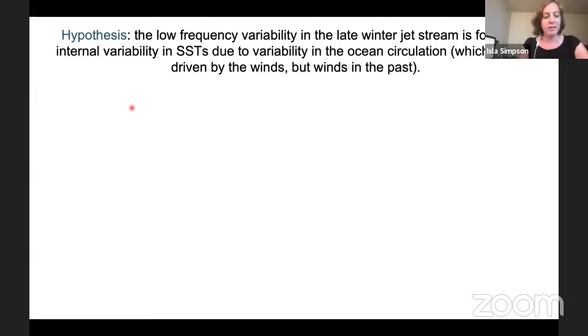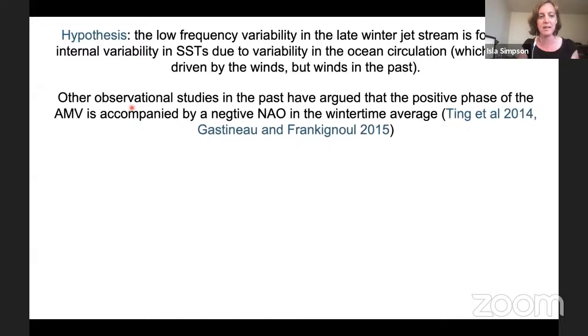So the hypothesis then is that there's this low frequency variability in the late winter jet stream that is being forced by sea surface temperature variability. It's due to variability in the ocean circulation. And of course, there could be a role for the winds in driving that, but it's the winds further back in time, not these instantaneous March winds that seem to be correlated with the SSTs.